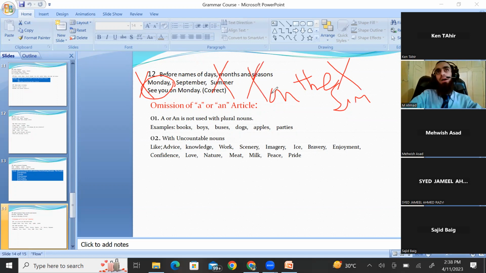I like the winter season. Now here, the sentence is incorrect. I should say, I like winter season. I like spring, right? Like this. Months: I was born in January. You cannot say I was born in the January. So before these days, months, and seasons, you should not use the anytime, right?